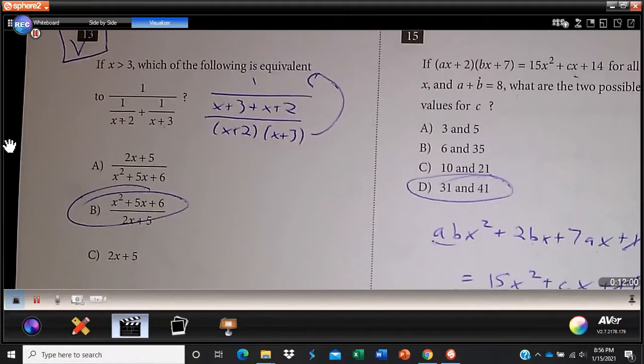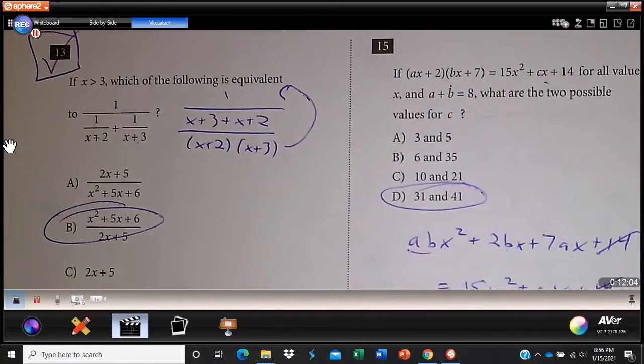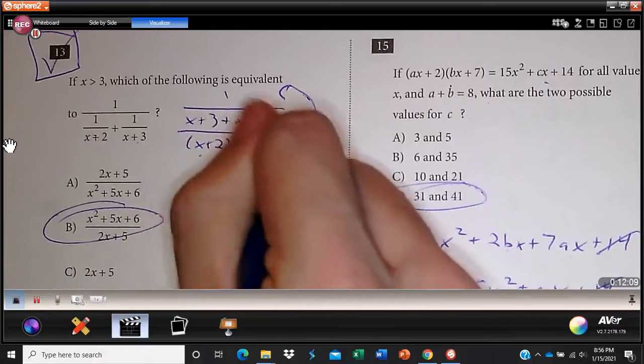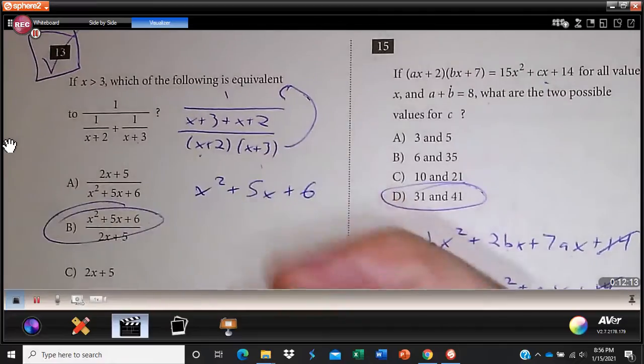13, I'm pretty comfortable with, though I might just double check this part. So this times this is going to be x squared plus 2 plus 3, so that's 5x plus 6, which is this top part, so yeah, we're good.